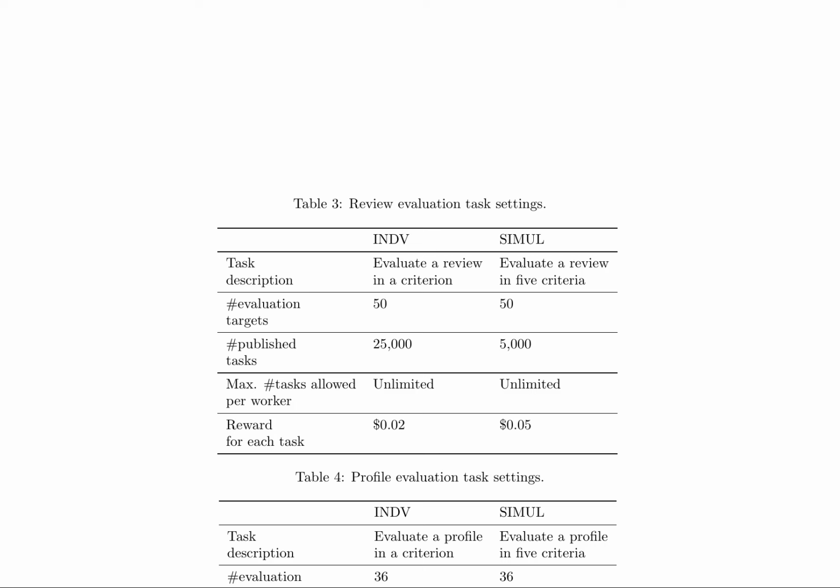The evaluation tasks, outlined in Tables 3 and 4, assess reviews and profiles based on 5 criteria: coherence, organization, writing style, and relevance.